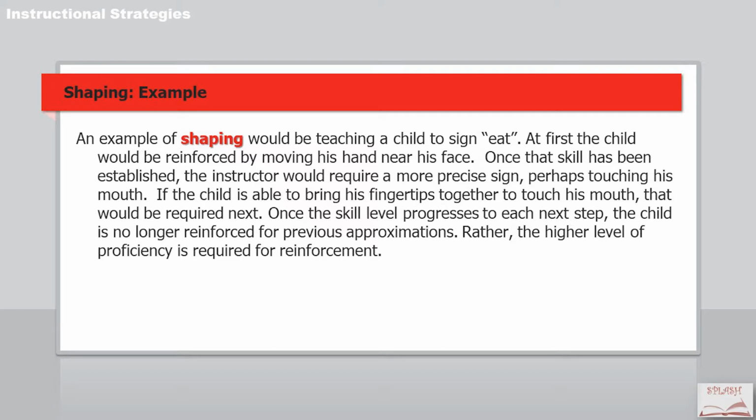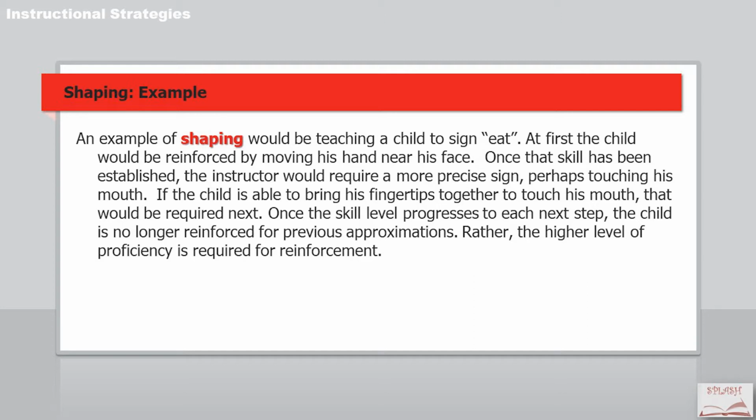Let's take a look at another example of shaping. A student is learning to sign the word eat. At first, the child is reinforced by moving his hand near his face. Once that skill has been established, the instructor requires a more precise sign, perhaps touching his mouth. If the student is able to bring his fingertips together to touch his mouth, that would be the next requirement.